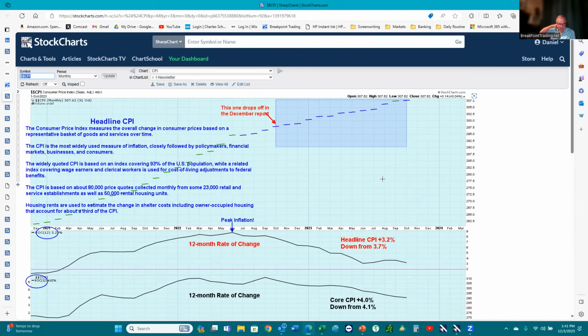What are your thoughts on CPI? Do you have any? I actually think I'm going to call it 3.0, because I think that's possible. Yeah, I think shelter is going to start to show its rollover. True, that's true. I'll call 3.